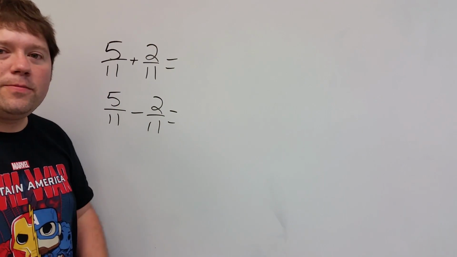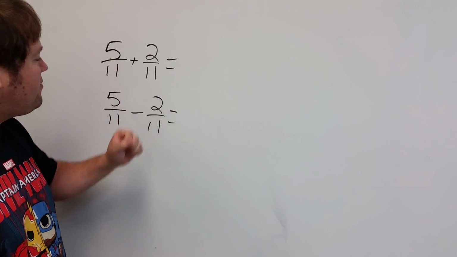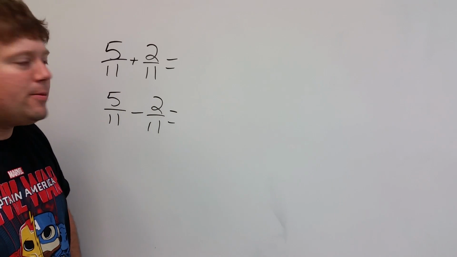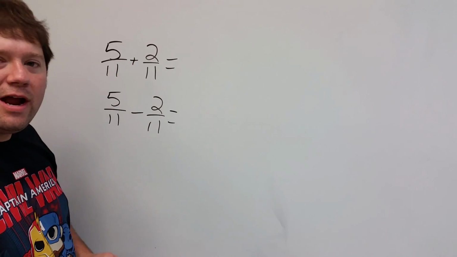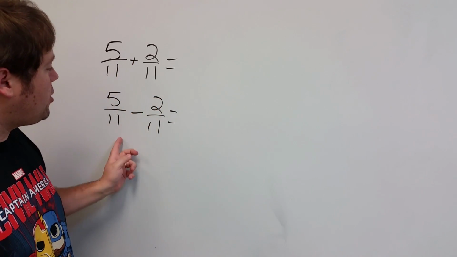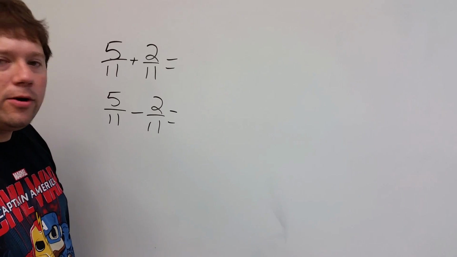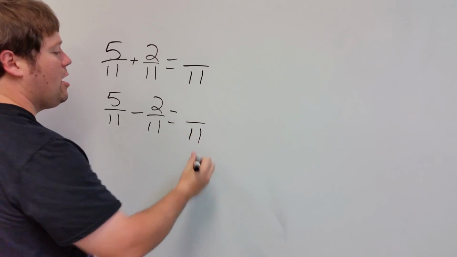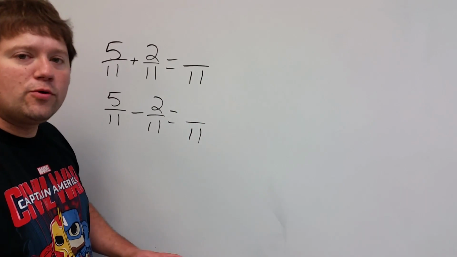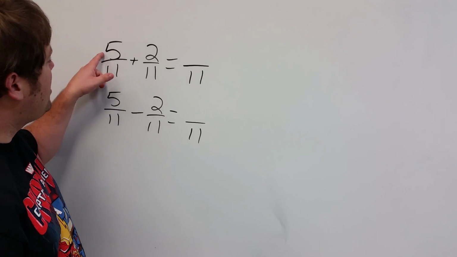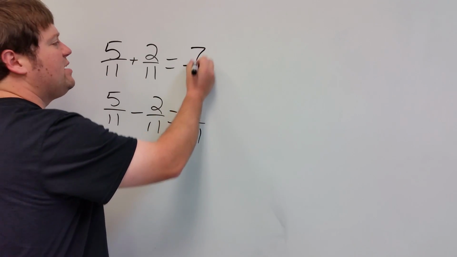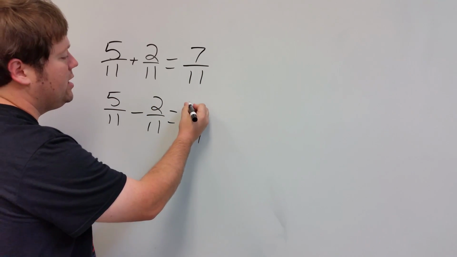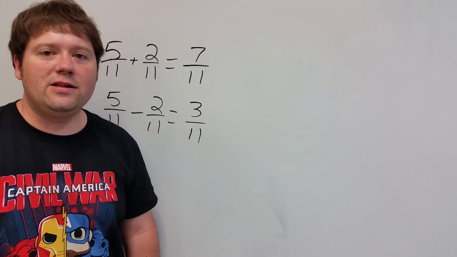To start off with, I've got a couple of fractions, and we're going to add fractions with the same denominator, and we're going to subtract fractions with the same denominator. Remember, you can add and subtract fractions as long as the denominators are the same, and in these problems they are. What we do is the denominator stays the same in our answers. Other than that, we just add or subtract the numerators like we always would. 5 plus 2 equals 7, and so our answer is 7/11ths. And here 5 minus 2 equals 3. So our answer is 3/11ths.